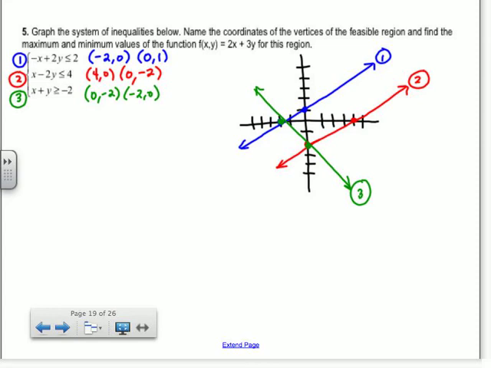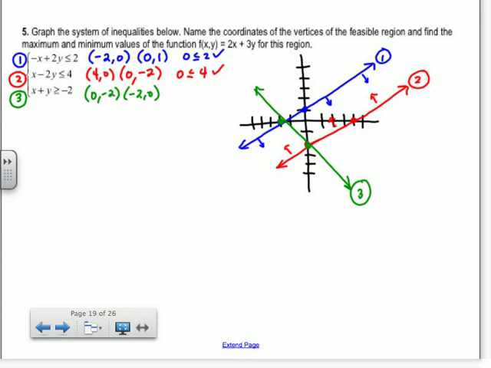So my first line, if you plug in 0, 0, you get 0 is less than or equal to 2. That's true. So for my blue line, I'm going to shade towards 0, 0. So I'd shade downwards. For the red line, I plug in 0, 0, I get 0 is less than or equal to 4. That's also true. So now I shade up. So now I'm just left with this very thin parallel strip. So like this. That's where I'm at right now.